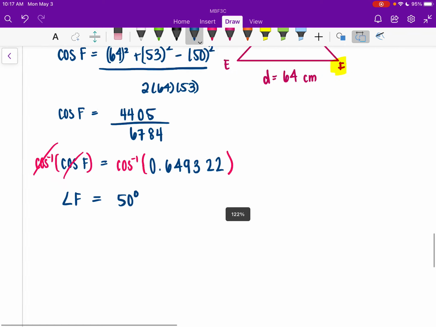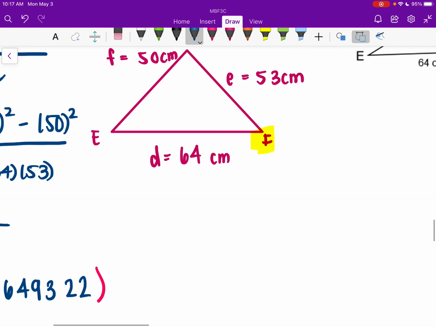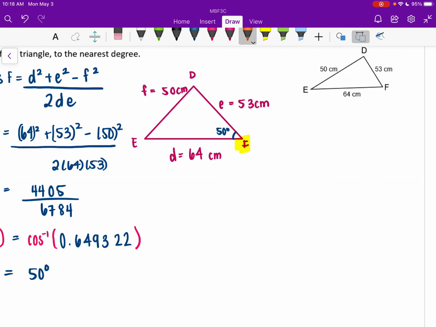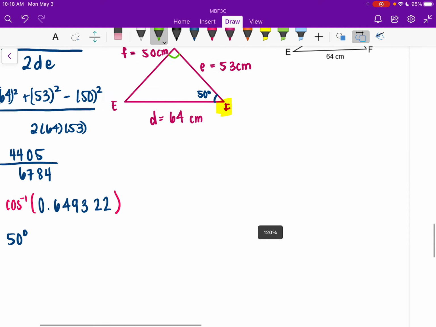Right? So now that I know what angle F is, I always like to just go draw them in. So I know this is 50 degrees. And now I need to find another angle. So maybe I'll find angle D, just because it's the next one to the left over here. So let's go do that. I'm going to use a green marker to find angle D.